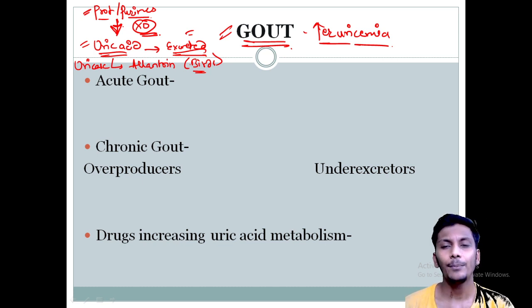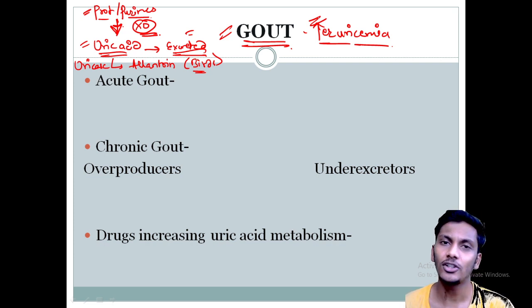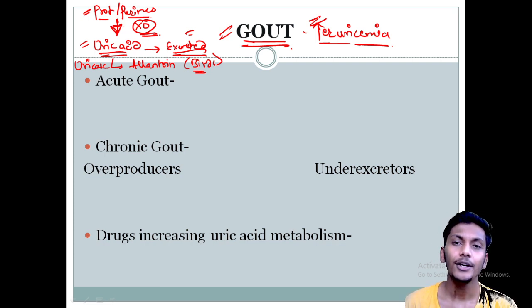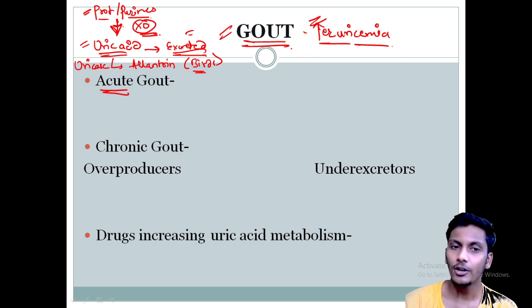So what happens in gout? Why is this hyperuricemia there? It is due to overproduction, an excess production of uric acid inside the body, or under excretion of uric acid. So either the body is not able to excrete the uric acid out properly, or it is producing uric acid in excess amounts. So it can present as either an acute episode of gout, or the patient can present for chronic management of gout.